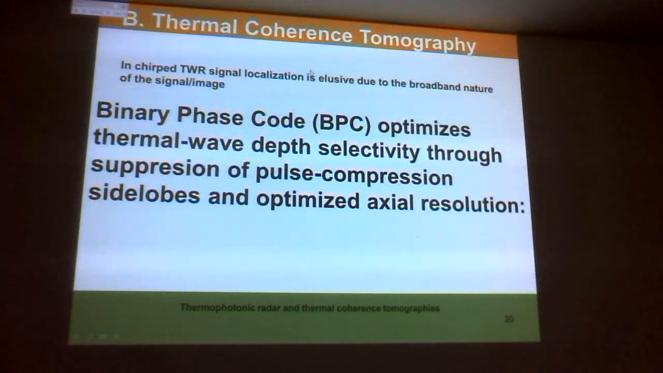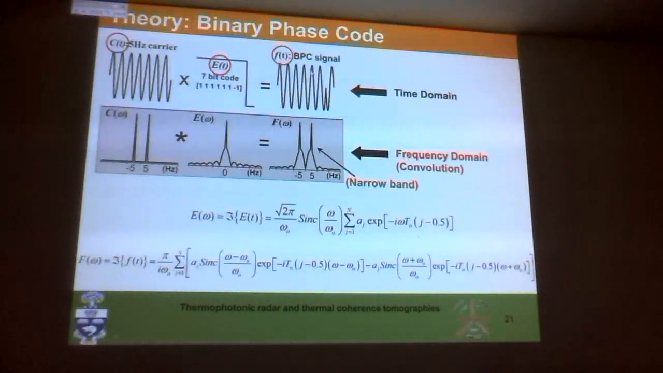So the next thing we did was, how do I improve the actual resolution? But in order to improve the actual resolution, you have to beat diffusion. This is really the key element here. That's why I started going into things like a binary phase code, which seems to work better than the single sine scan of the thermal wave. It suppresses some of the side lobes and optimizes actual resolution.